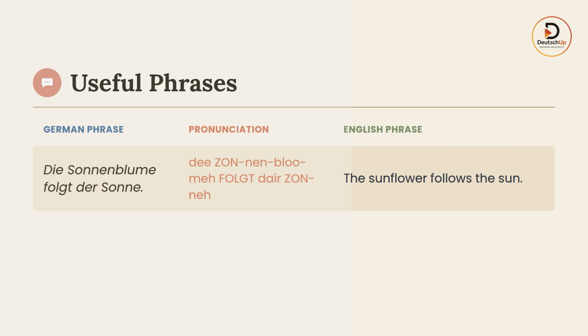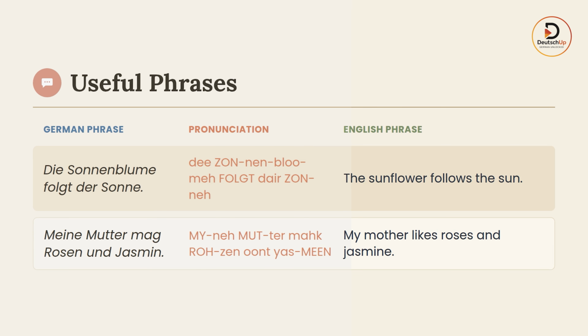Now we are going to talk about some useful phrases. So if I want to say the sunflower follows the sun, how will I say that? Die Sonnenblume folgt der Sonne. My mother likes roses and jasmine. So we use this like a lot. Like is basically mögen. Mögen is the verb. So how will we say? Meine Mutter mag Rosen und Jasmin.